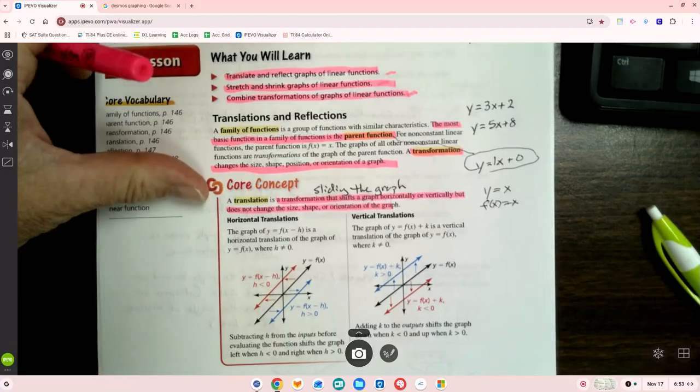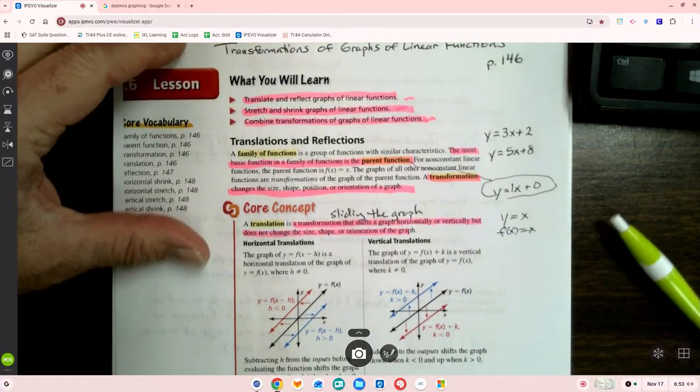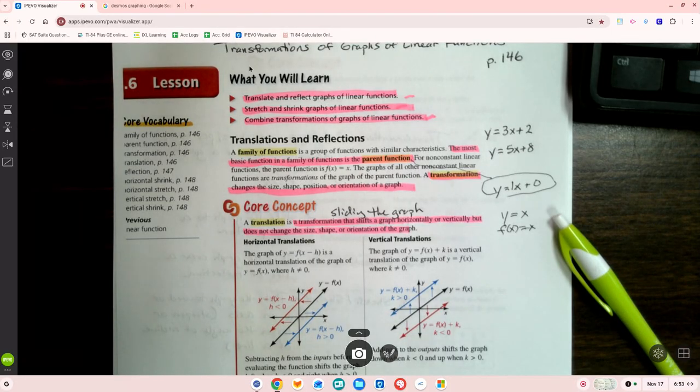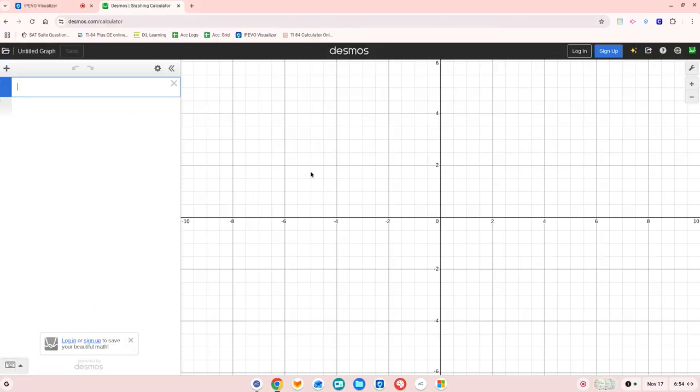Now one thing I want to show you, which is going to be a huge help in understanding this, and you'll be able to use this on quizzes and tests, is the Desmos graphing calculator. So I'm going to show you where you can get that. You can get that by just typing in Desmos graphing in Google. You go to graphing calculator, and this is going to be really cool. It's going to allow you to type equations in and see how these translations take place, okay?